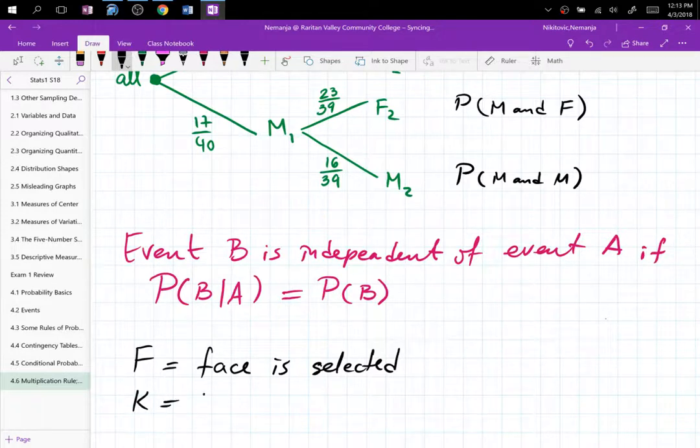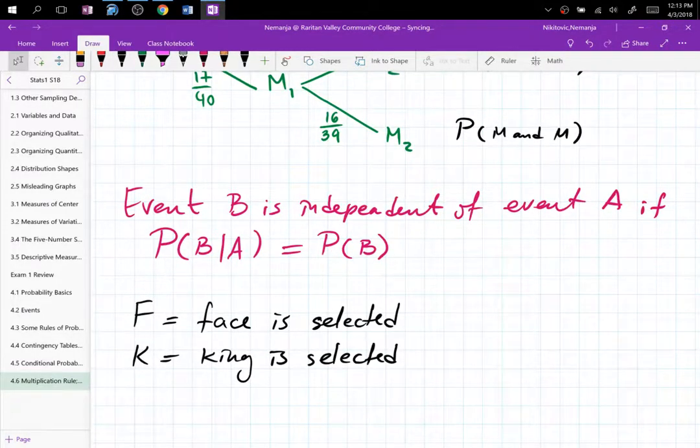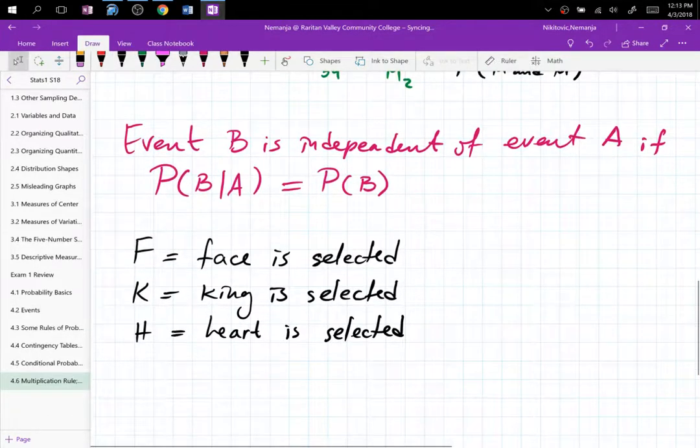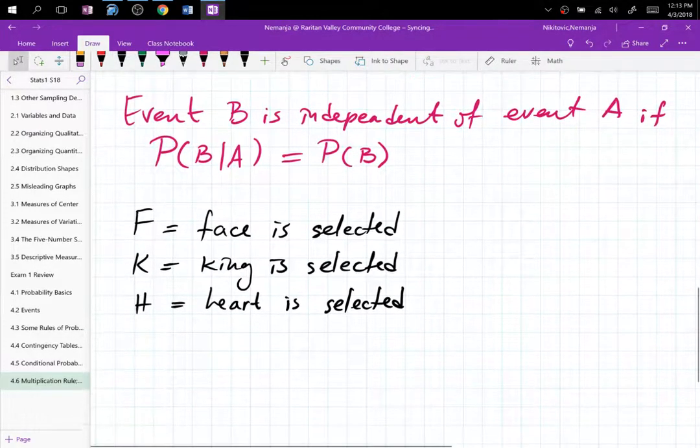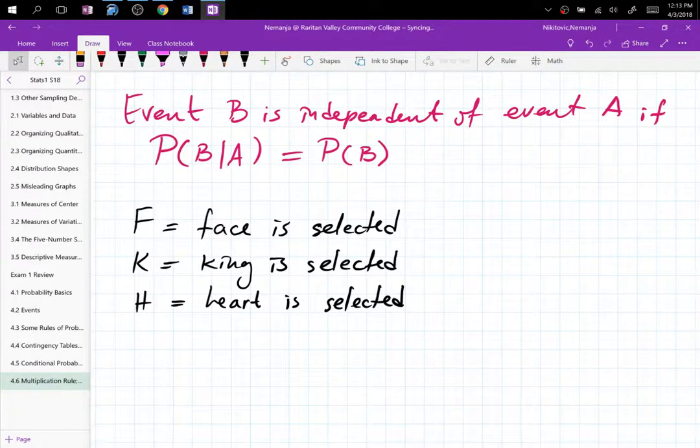K is king is selected, and H is that a heart is selected. So these are the three events. Let's list their probabilities. For face, remember ace is not a face in the deck for the way the book defines it. So how many face cards do we have total?